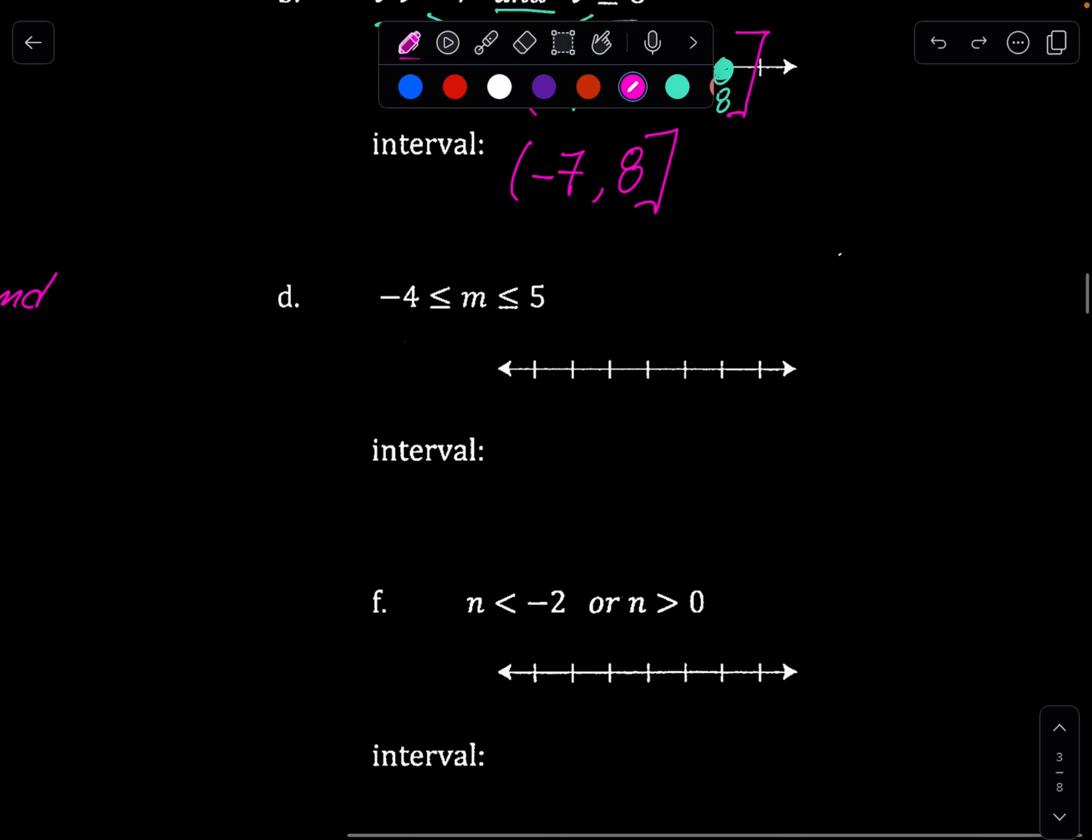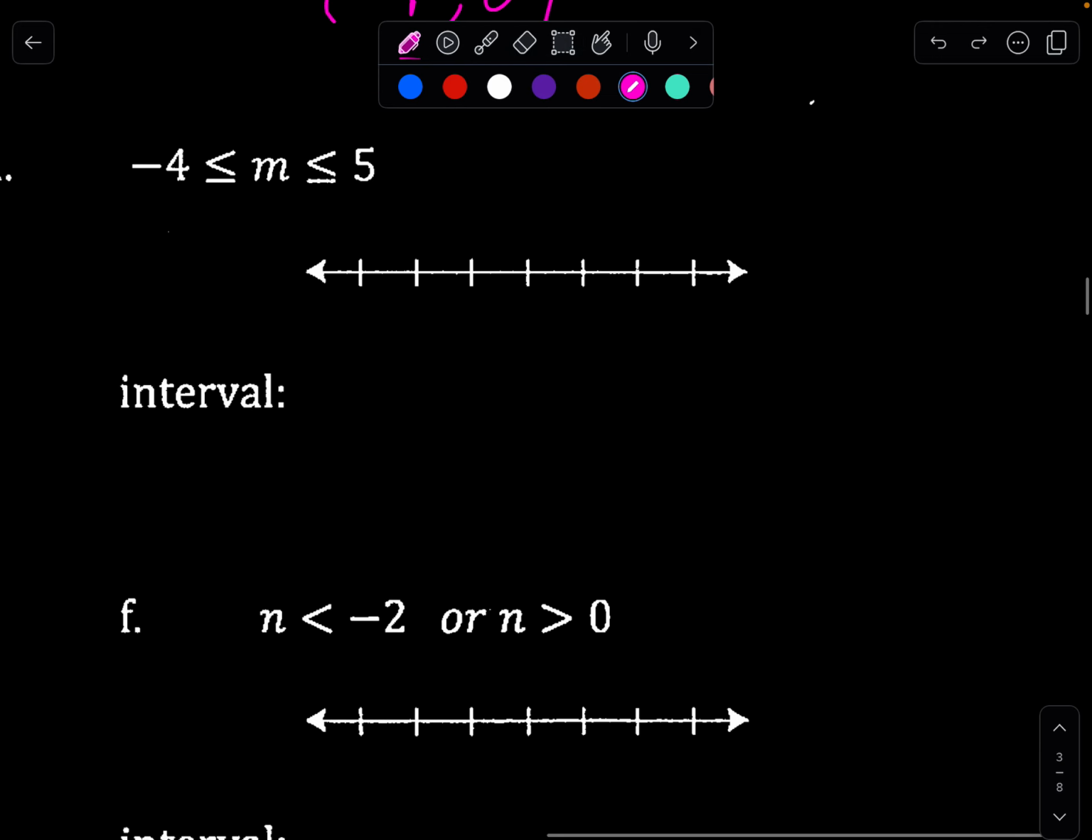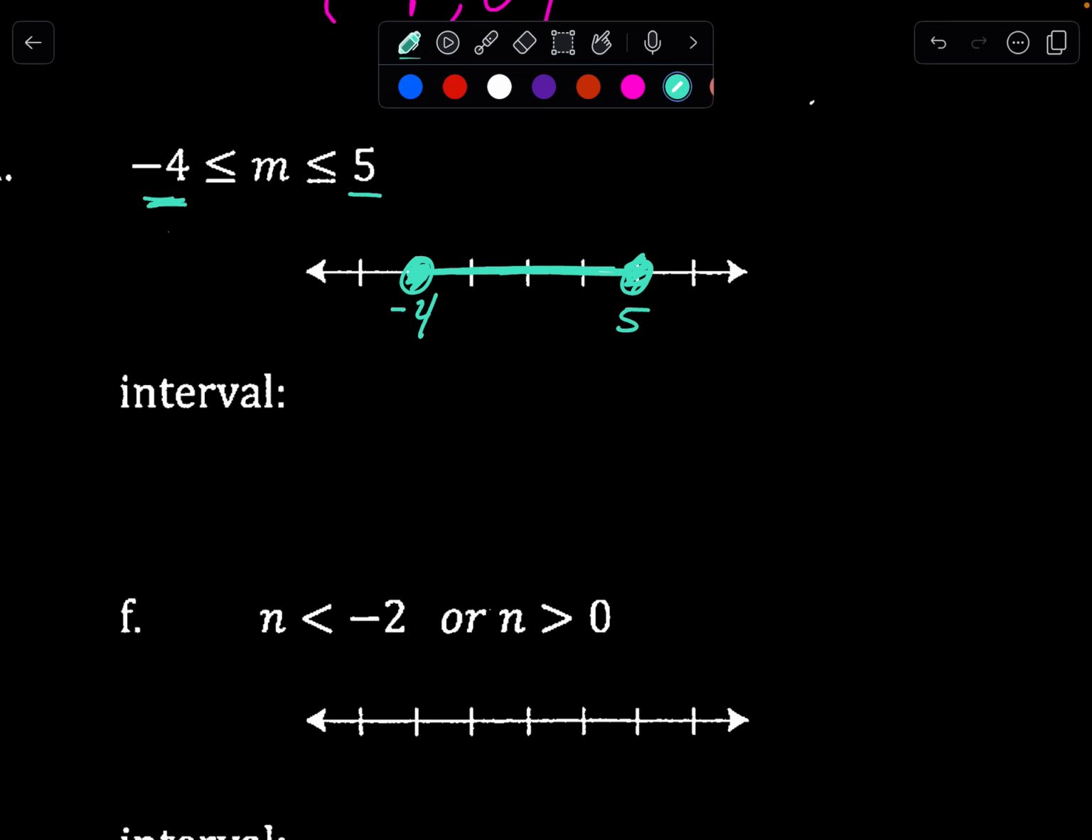So on D, where's the m? Looks like it's between -4 and 5. So just again, -4, 5. Look at the inequality. This one has a line on the -4, has a line on the 5, so that means they're equal to. Filled circles, because they have an equal sign underneath it, you got to fill them. Because the m is in the middle, you've got to fill that space in between them. Because once again, this is still an and statement. All right?